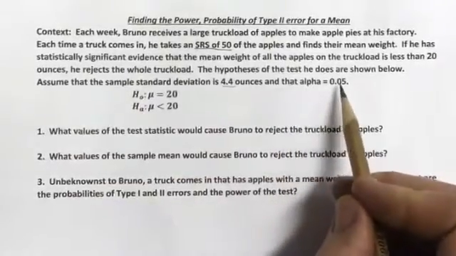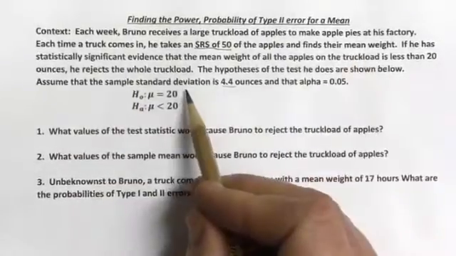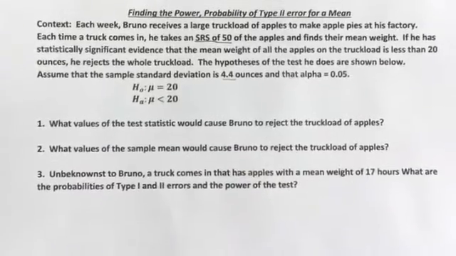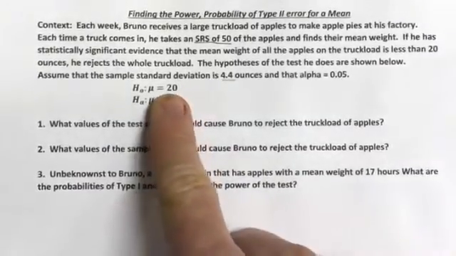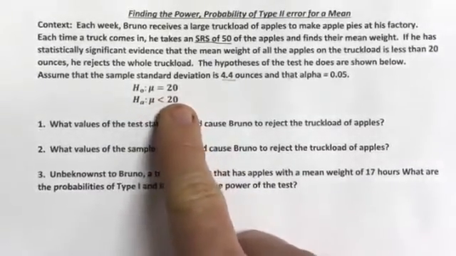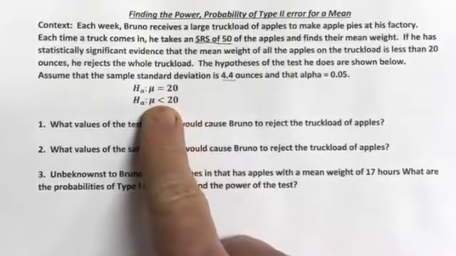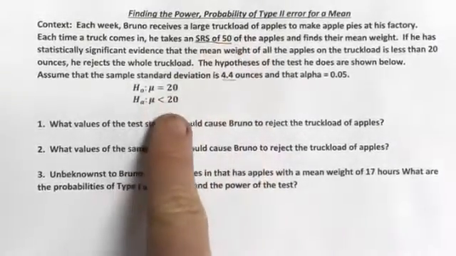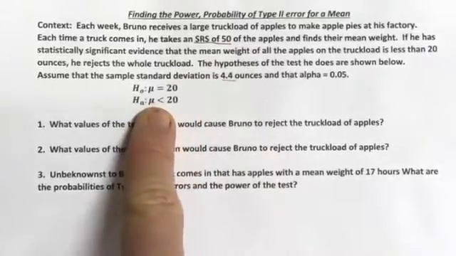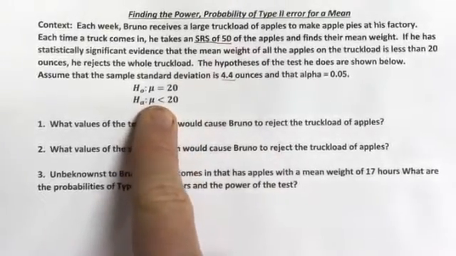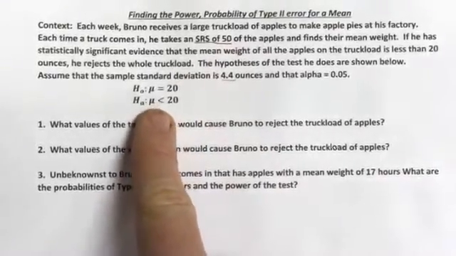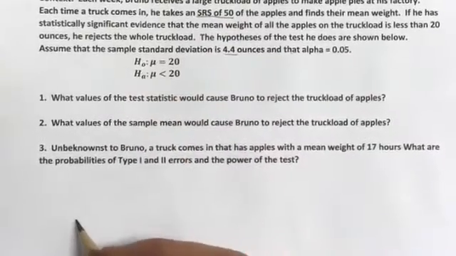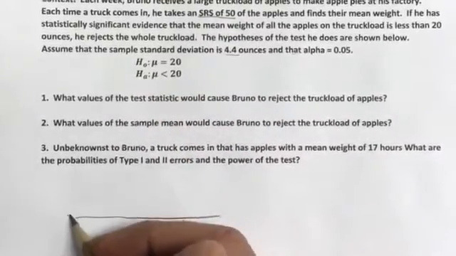and alpha is 0.05. Since we're working with a mean and we know the sample standard deviation, we have to use a t-distribution. But think about the sampling distribution of this. If he gets significantly less than 20 ounces in his sample, if the average of these 50 is not just less than 20, but significantly less than 20, then he's going to reject the whole truckload. If it was a little less than 20, he wouldn't do it. But if it's a lot less than 20, well, how do we define a lot and a little?